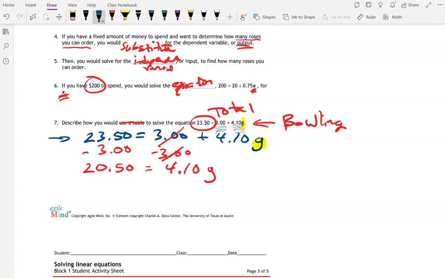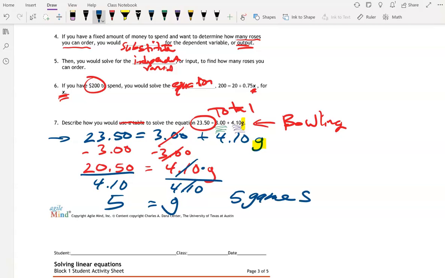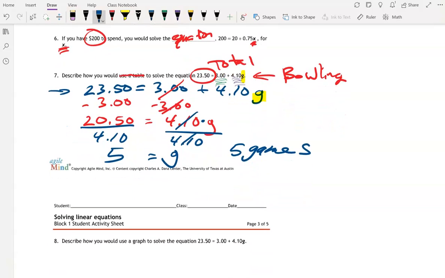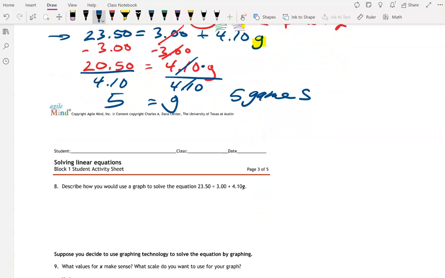And now, since this is $4.10 times the number of games, we would undo that multiplication by dividing by 4.10 on both sides. And we would find out that 4.10 divided by 4.10 is 1, and 1 times G is just G. So the number of games that can be bowled on $20.50 is 5 games, because $20.50 divided by 4.10 is 5. So 5 games can be bowled for $20.50, $23.50 including the shoe rental. Make sure that you're writing all this down as you go.